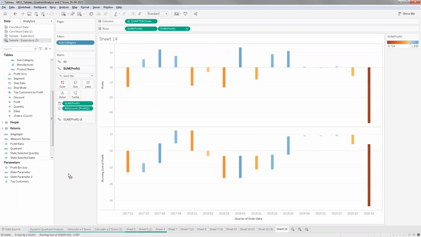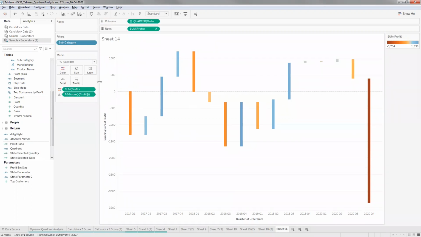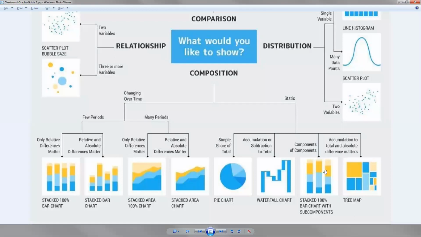So this is how a typical waterfall chart we can create. The calculation and all, that's something we can keep for another session. So yeah, that's on the waterfall chart, and a few other metrics.